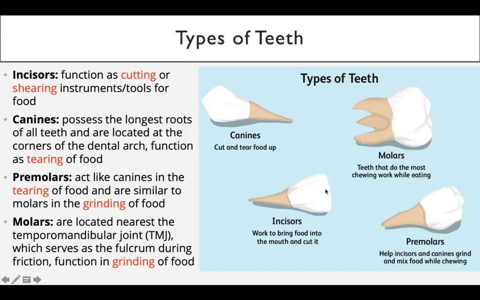They are flat, and they bring food into the mouth and cut it. Canines tear it. Premolars and molars grind it. Incisors function as cutting or shearing tools for food. Incisors, they cut. Canines, they tear. Premolars, they tear and grind, and molars, they grind.